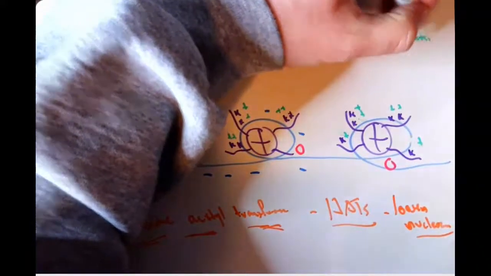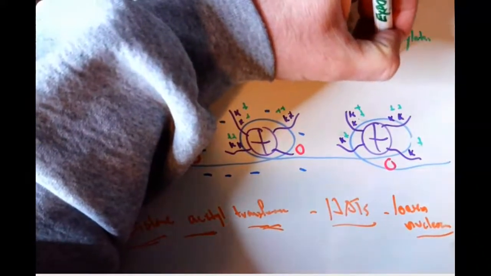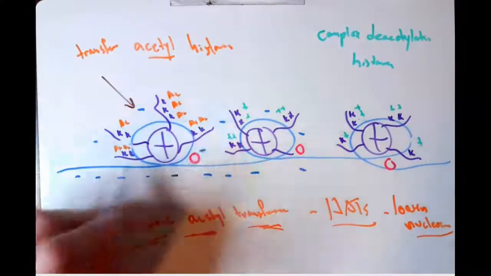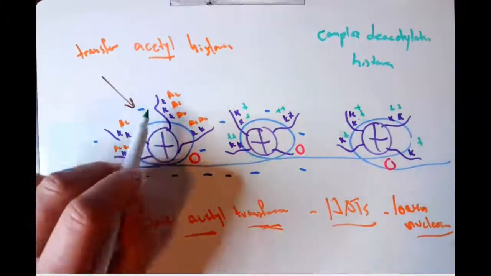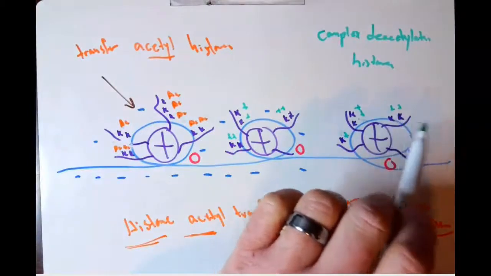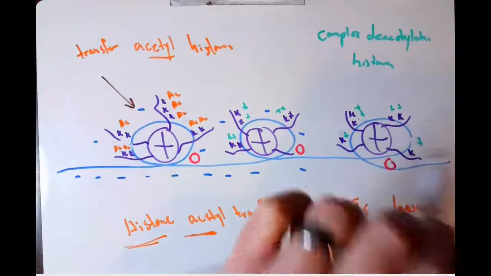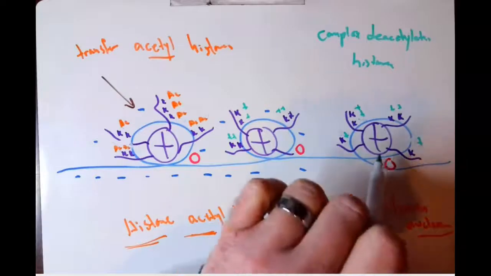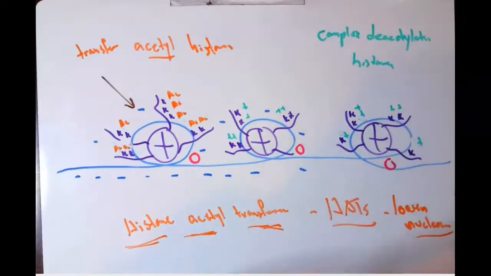So what I would like here is a complex of proteins that deacetylates histones. In other words, if there are any acetyl groups lying around that are neutralizing those lysines, I want them out of here because I want those lysines to be positive. I want this nucleosome to be stable. I want that DNA to be locked in that nucleosome. I want that DNA to be inaccessible.